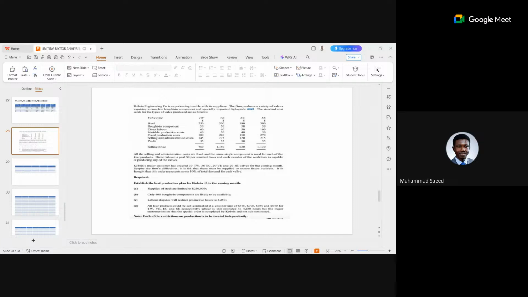Labor is still restricted to 4,250 hours, but the major customer insists that the special order is completed by Cobrin and not subcontracted. Note, each of the restrictions on production is to be treated independently.